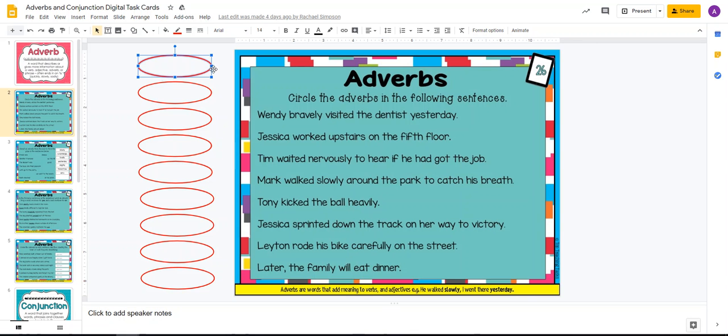So you're going to throw the circle around the adverb. And the adverb is bravely, because what it does is tell you a little bit more about her action. She didn't just visit, she did it bravely. So it's just a little bit more of a description. So you're going to take these circles and circle all of the adverbs in the sentences, okay?